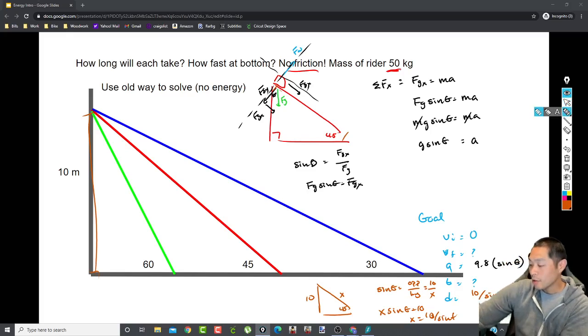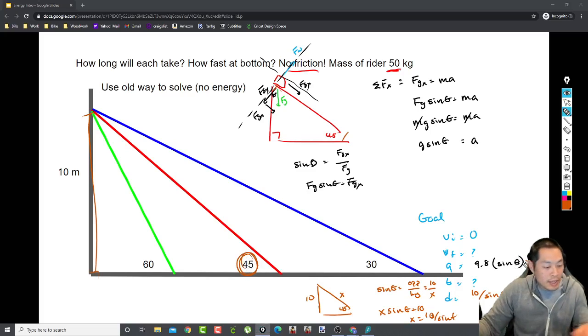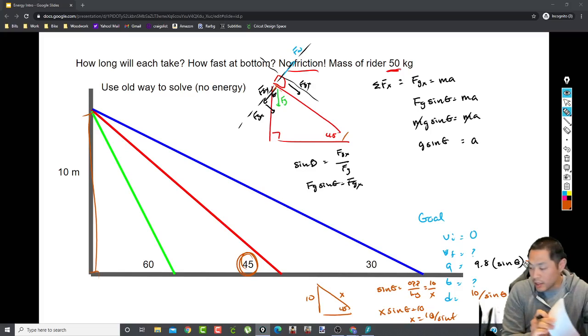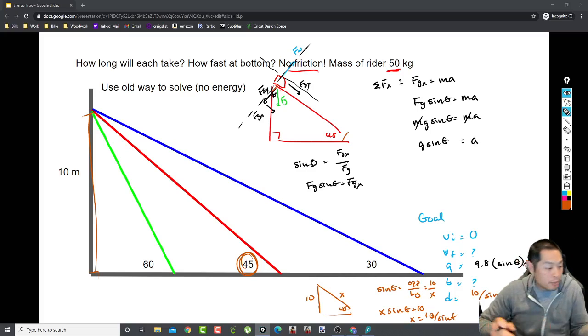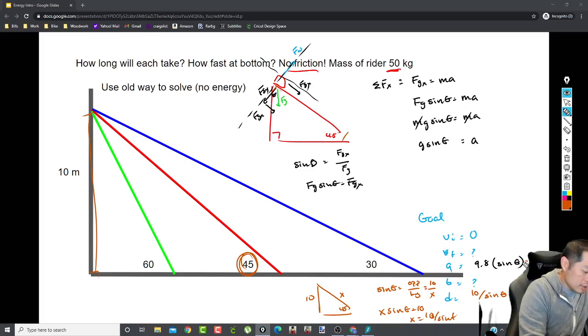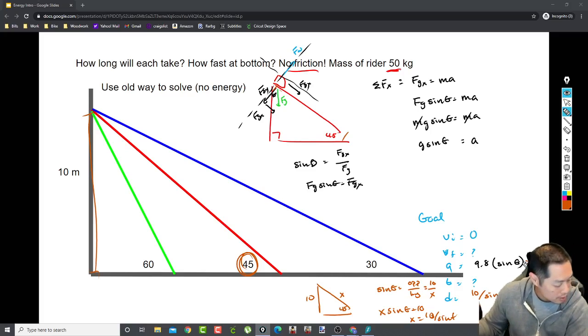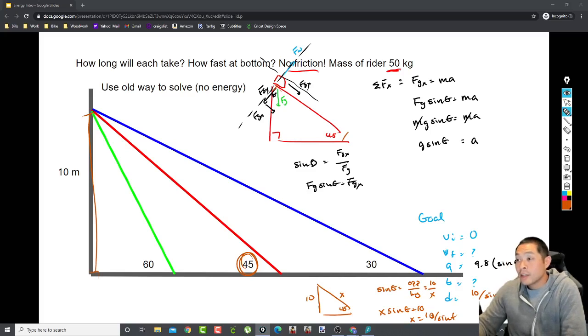Okay, now knowing that, I'm just going to plug it in. In my case, I'm solving for 45, so I'm going to plug that in there. So sine 45 times 9.8, let me look for my answer, is 6.93. And then this one is 14.14. If you plug it in, if you're in degrees, those are the two answers that you have.